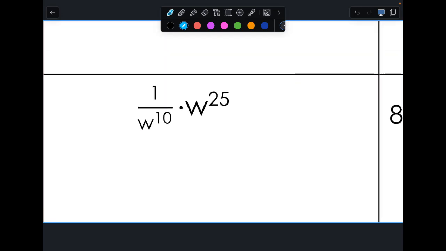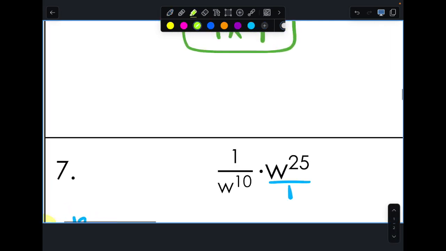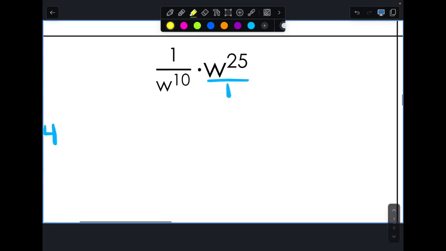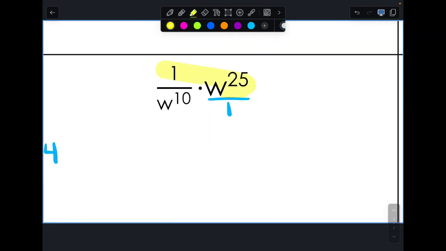So how do I change this whole number into a fraction to start off? Put a 1 under it. Then you multiply your two fractions. When you multiply two fractions, you multiply the numerators, then you multiply the denominators. You multiply straight across. So when we multiply 1 times w to the 25th, what do we get? 1 times anything is itself. Then multiply the denominators. W to the 10th times 1 is? W to the 10th. Okay.